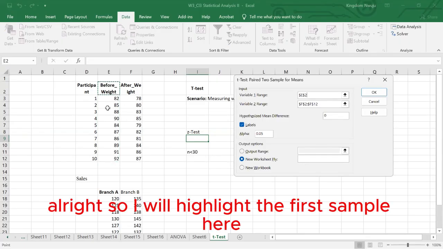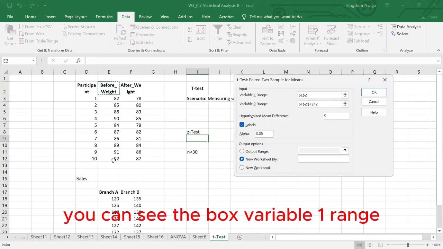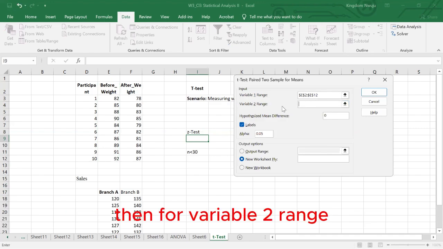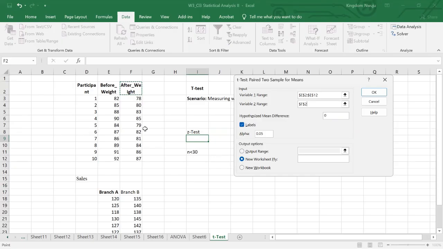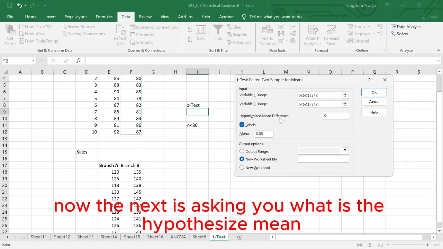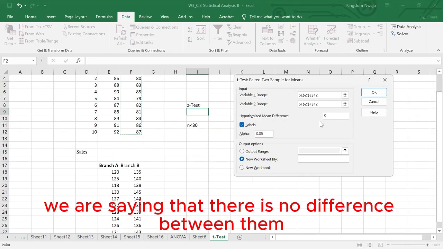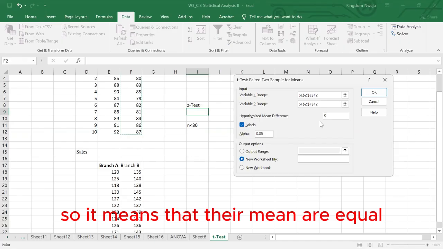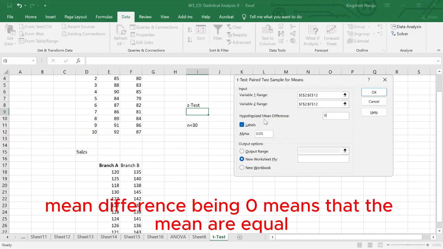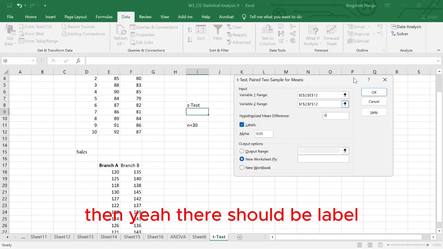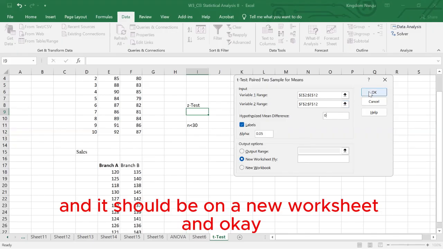All right, so I will highlight the first sample here. You can see the box variable 1 range. Then for variable 2 range, you highlight the second data. Now the next is asking you, what is the hypothesized mean? Remember, we are saying that there is no difference between them. So it means that their means are equal. So the hypothesized mean difference is 0. Mean difference being 0 means that the means are equal. Then yeah, there should be label and it should be on the new worksheet and okay.